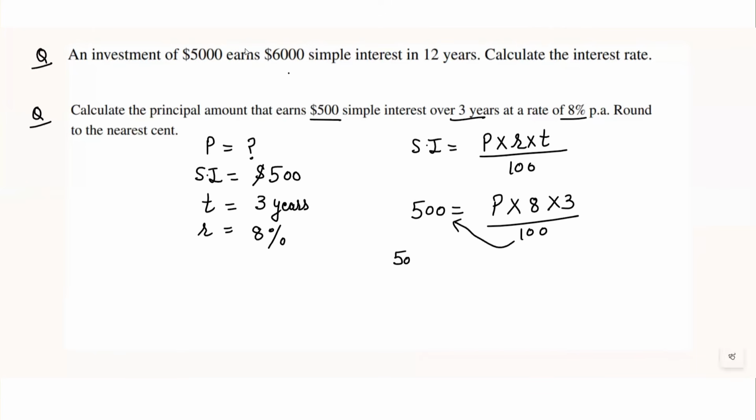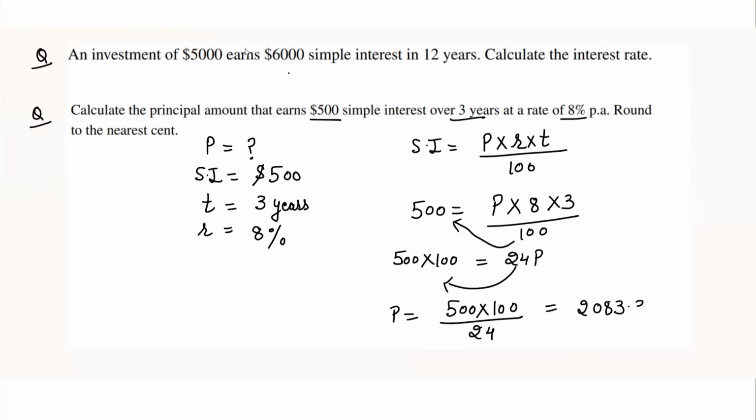We'll get 500 into 100 equals 24P. 24 we will take to this side. We'll get P equals 500 into 100 over 24. When you solve this particular question, when you divide it and simplify it, you will get your answer as $2,083.33. This is how you can find out the value for principal amount if the other values are given.